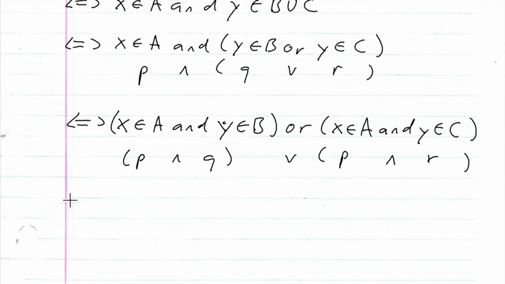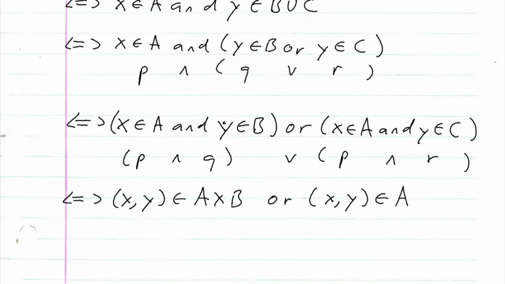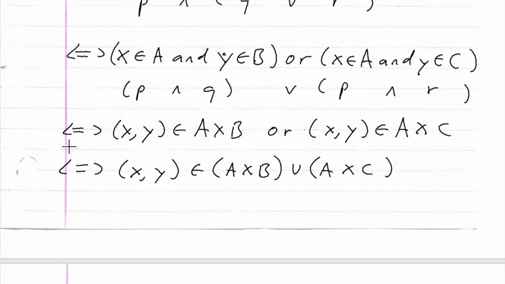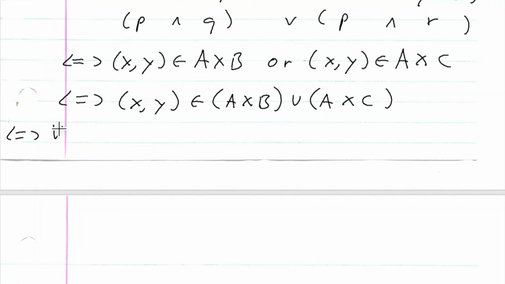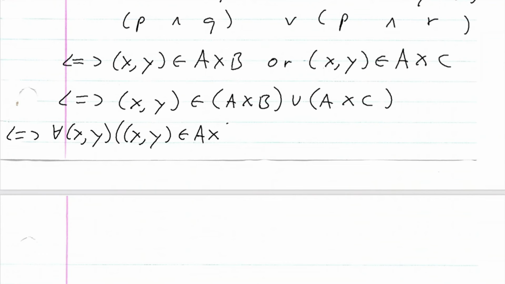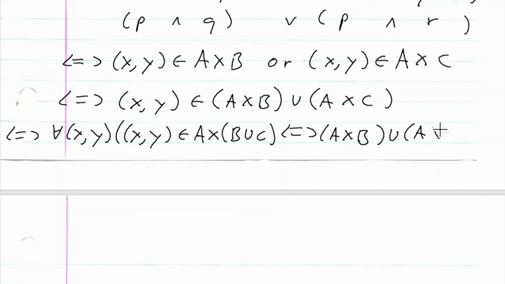Okay, so now we have x is an element of A and y is an element of B. So this means that x, y is an element of A cross B, or, right, we have x, y is an element of A cross C. And then, of course, this gives us that x, y is an element of A cross B union A cross C. So this gives us that every x, y being an element of A cross B union C leads us to A cross B union A cross C.